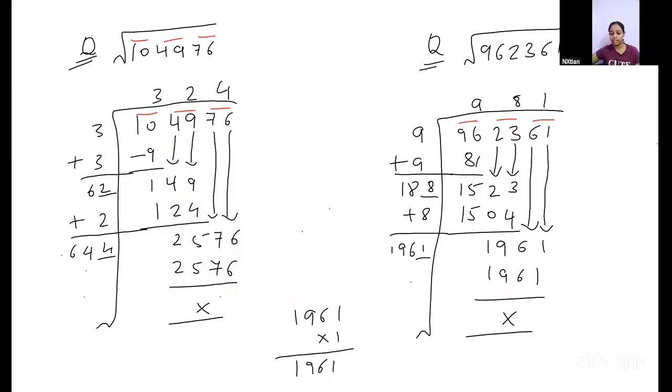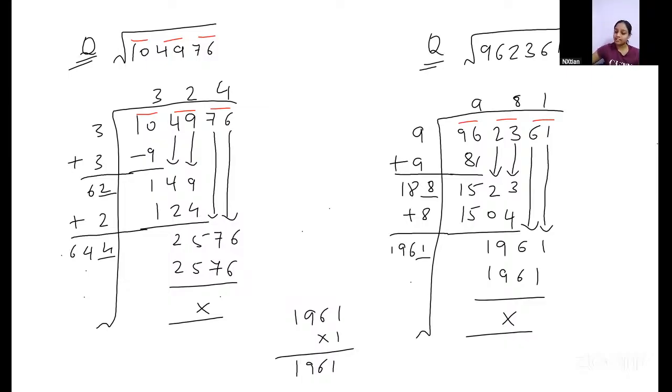Okay. Then let's go through it again. First thing is we start to make pairs from the right side. So 61 is one pair, 23 is my second pair, and 96 is my third pair. 3 pairs I have made. So first pair I take together. So first will be 96.